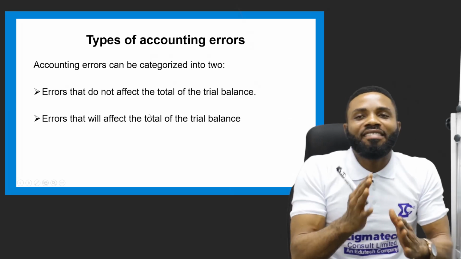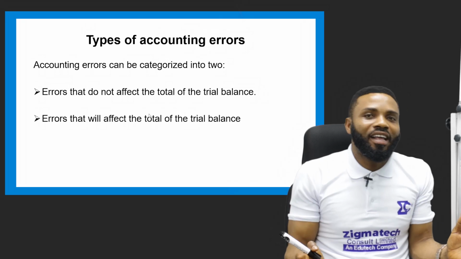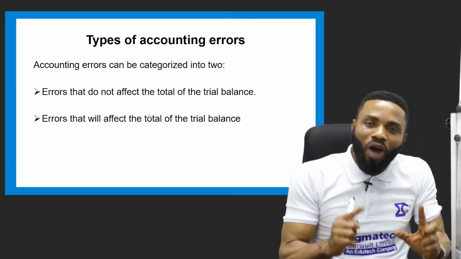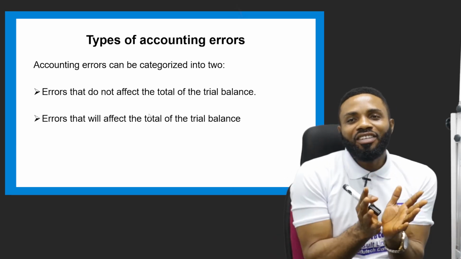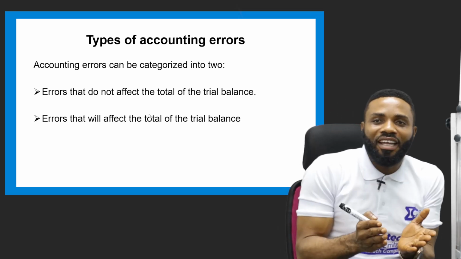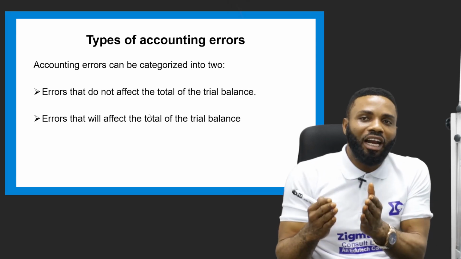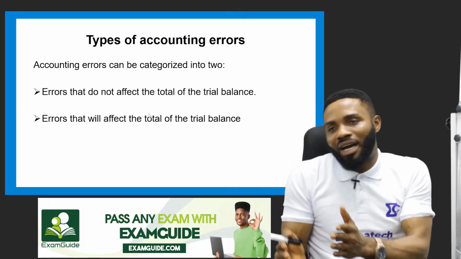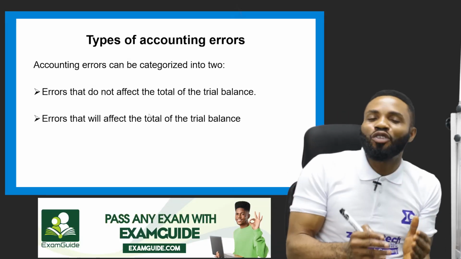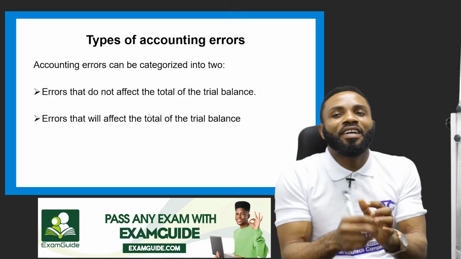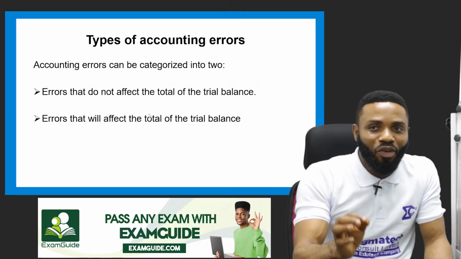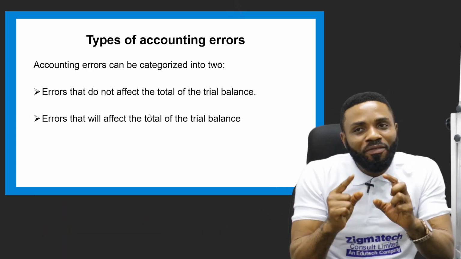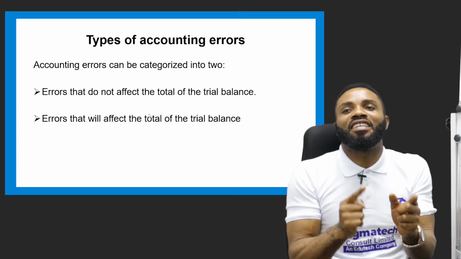Now, what are the types of error? In what ways can an accountant make mistake? Number one, an accountant can make a mistake that will not affect the total of the trial balance. An accountant can also make a mistake that will affect the total of the trial balance. You can see now that the trial balance is the benchmark. It's what will determine if a mistake is made or not.